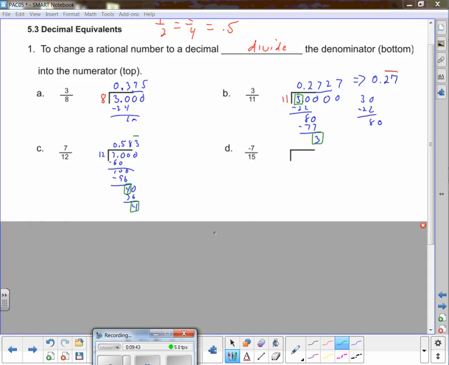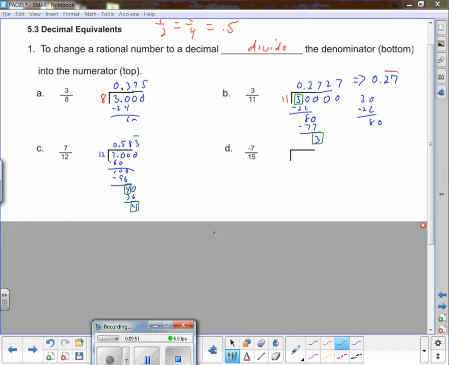How many got that correct? Okay. Try to learn. If something's getting you, try to figure it out. All right, go ahead and do D. I'm going to pause and do D. And hopefully you ended up with, did you keep it negative? All right, because remember, negative divided by positive is negative. Negative 0.46 with the bar over the 6. That 10 keeps repeating, right?